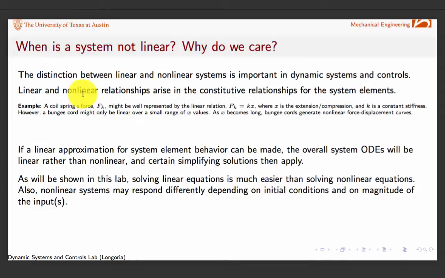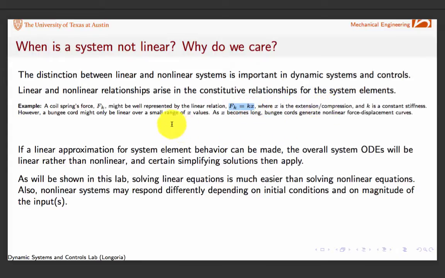And now we've been talking about linear and nonlinear systems, and how is that important? Why is it relevant? Well, to begin with, the linear and nonlinear relationships commonly arise in what we call the constitutive relationships for the system elements. So a system element, for example, in a mechanical system might be a simple ideal spring, and how that spring force is related to the displacement of that spring could be represented by a simple Hooke's law type relationship where the force is related to displacement through some stiffness K. This is a linear relationship, x here being either the extension or compression.